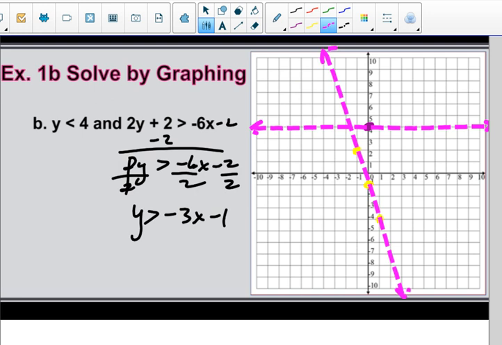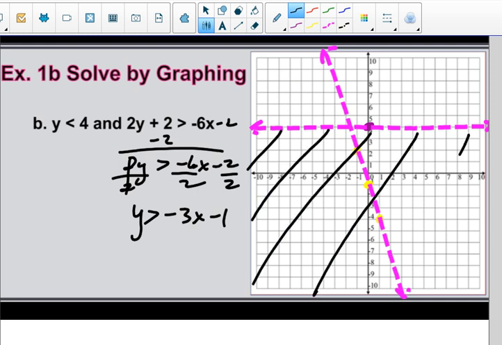Now the shading part. So the very first one, it's got to be below the horizontal line. So everything below this is a solution. And then the other one says it's got to be greater than the slanted line. So everything greater than the slanted line is going to be everything to the right of it.